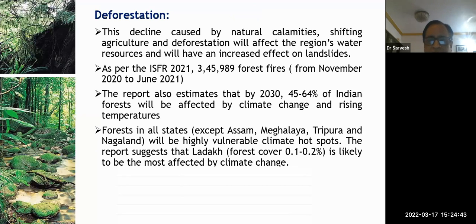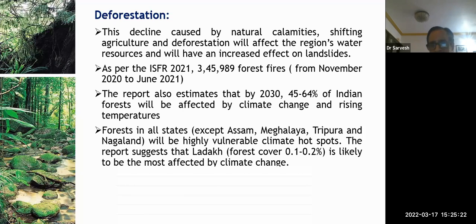The decline is caused by natural calamity, and shifting cultivation is there. Deforestation, as a resource issue, has also increased over a period of time. ICFR has also reported nearly 350,000 forest fires during one year. That is a matter of concern. It is also estimated that by 2030, 40 to 64% of the forest cover may be affected by climate change. This is a really serious concern for India as such.